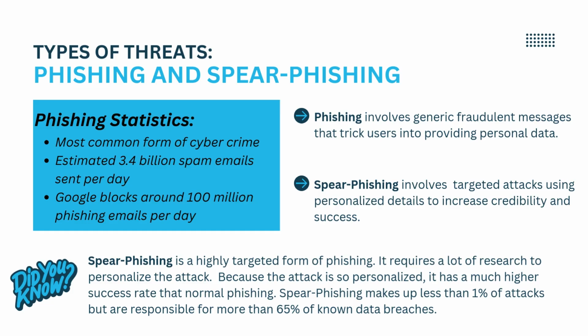Phishing is still the most common cybercrime, and the numbers are alarming. Over 3 billion spam emails go out each day. Google alone blocks around 100 million phishing messages daily. These scams are cheap and easy for attackers to launch, which is why they remain so popular and dangerous. Phishing attacks involve fake emails or messages designed to trick you into giving up personal information. Spear phishing takes that a step further. Spear phishing attacks are highly targeted and personalized, often using real details.